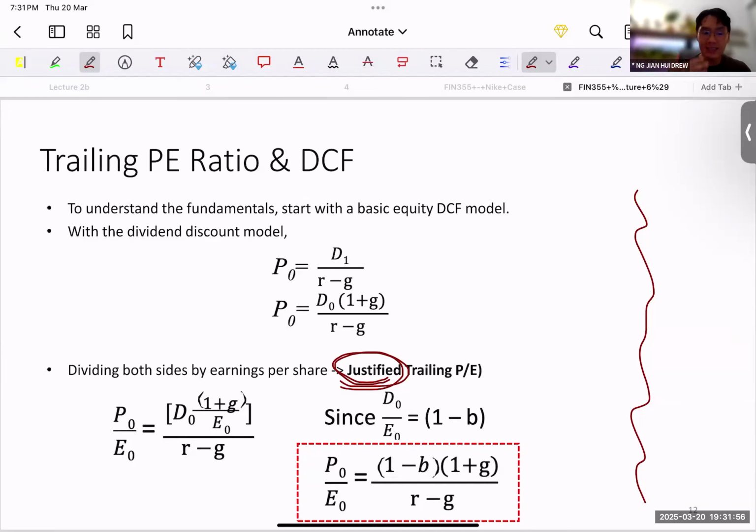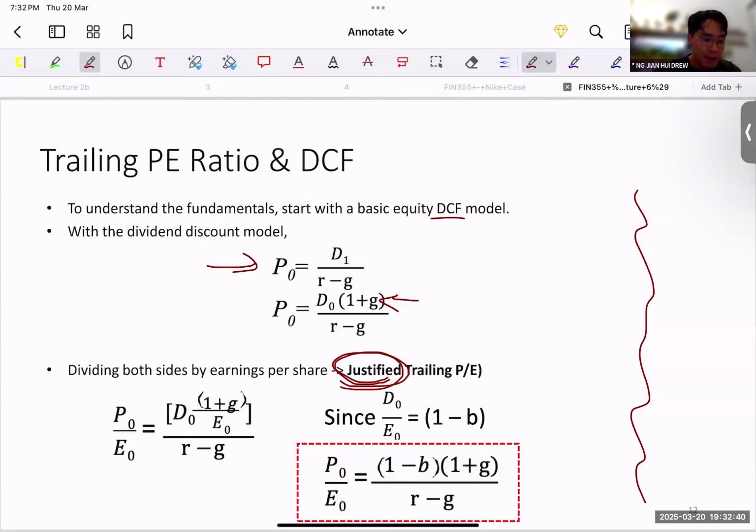So in all the ratios, we're going to first determine the PE using the normal method, and then determine the PE using the justified method. So let's determine how we calculate the justified PE in this case. We start off with the discounted cash flow model. We have the dividend discount model. Recall that in the dividend discount model, we are using a growing perpetuity. So we take D1 divided by R minus G. And we know that D1 is equal to D0 times 1 plus G. So this is our dividend discount model for a growing perpetuity.